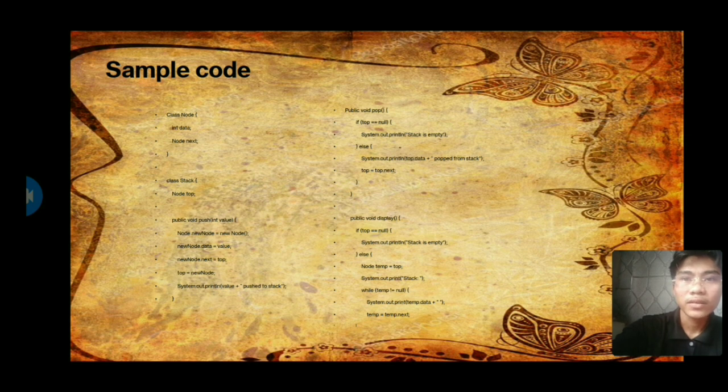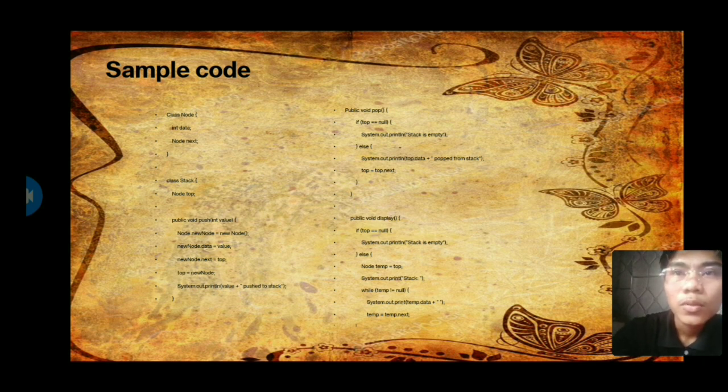In the class Node part, this class is used to make a node for the linked list. The int data stores the number we want to put in the stack. The next node points to the next node below it. Then the class Stack creates the actual stack, and the Node top points to the top element of the stack.